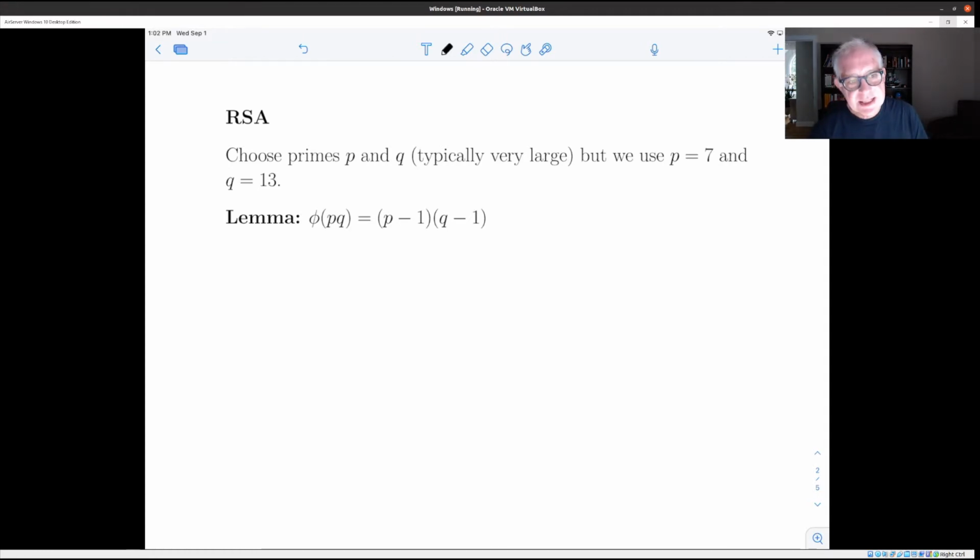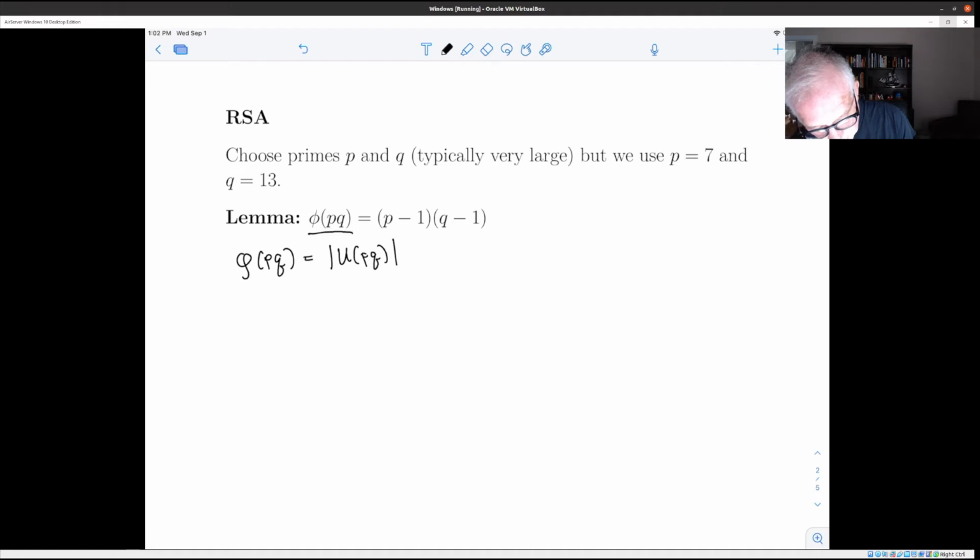The first thing we need to know for the RSA algorithm is that the Euler function evaluated on a product of two prime numbers is (p minus 1) times (q minus 1). Remember that phi of pq is the number of elements in the group U of pq, which is the number of residue classes mod pq that are not divisible by either p or q.